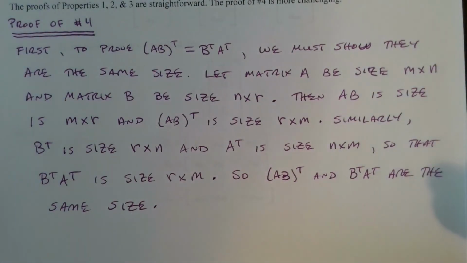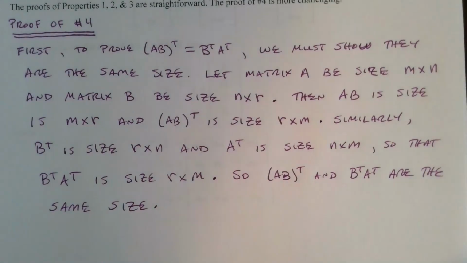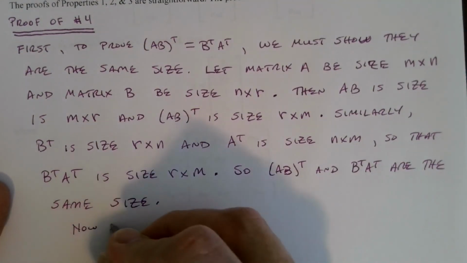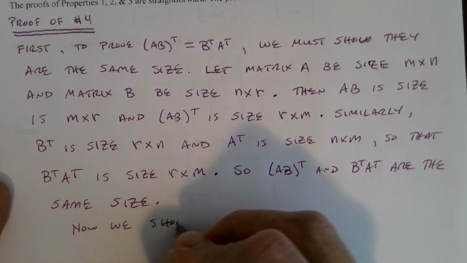So this is how we prove something, showing two matrices are equal. We first show they're the same size. Now, here's really the mathy side. Now we have to show what? We have to show corresponding entries are the same.